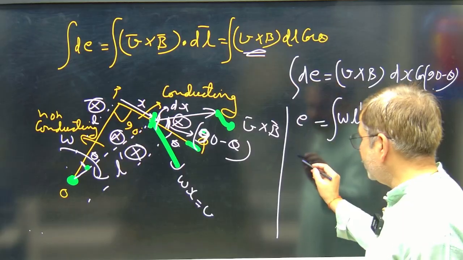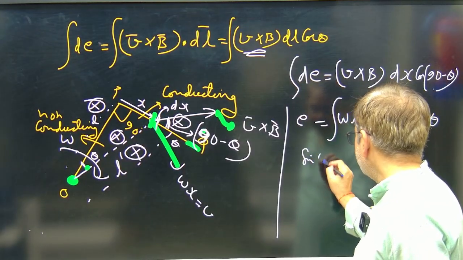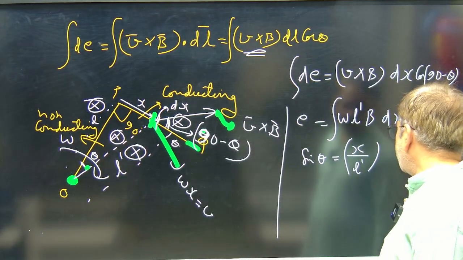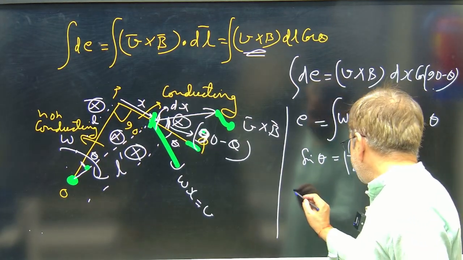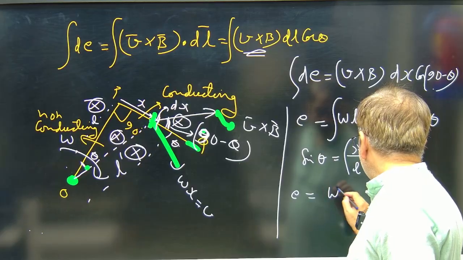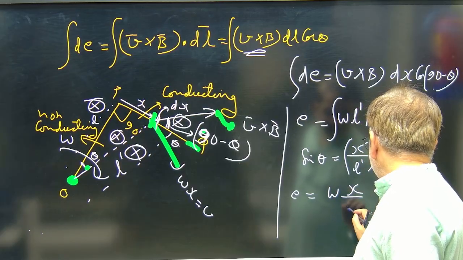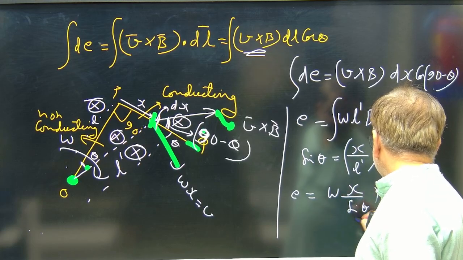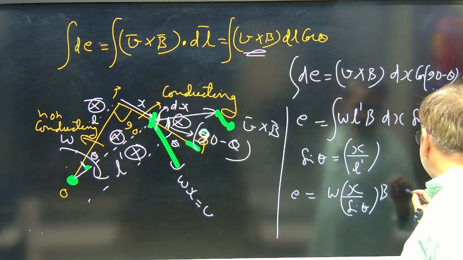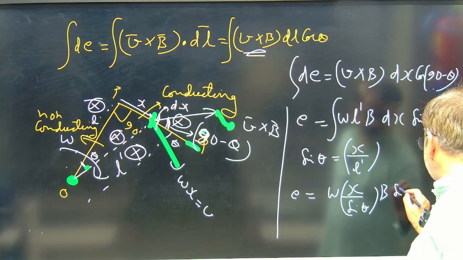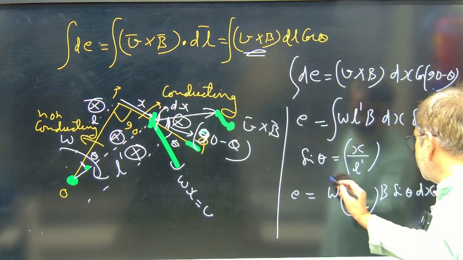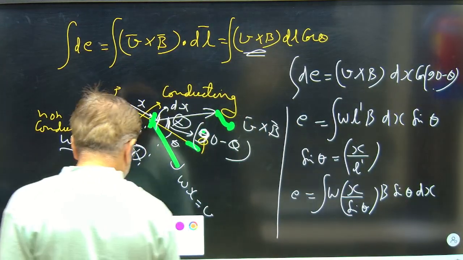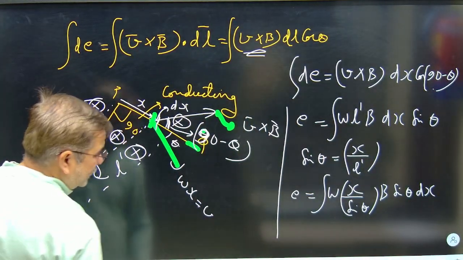Now what can I say? This sin theta value is x by L dash. This I can put. L dash is x by sin theta. So I will get EMF as omega, L dash value will be x by sin theta, into B, and this term is again sin theta into dx. This we have to integrate. So the sin theta factor will get cancelled out. Remaining things we can see how they are.